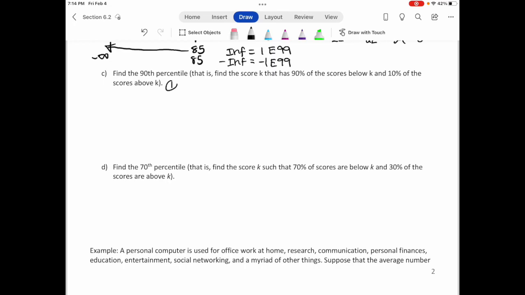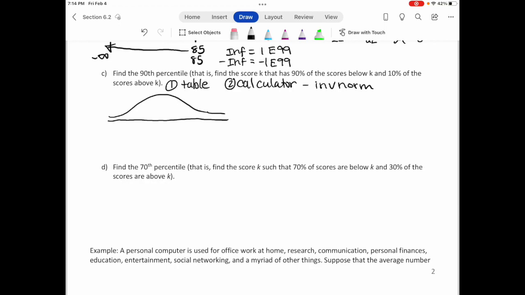However, there's 2 methods here. We can use the table and work backwards, or on the calculator, what we can do is use a function called inverse norm. So first I'm going to show you the method using the table. To do that, I need you to visualize what's going on here. Here's our normal curve. The question is asking us to find the 90th percentile.